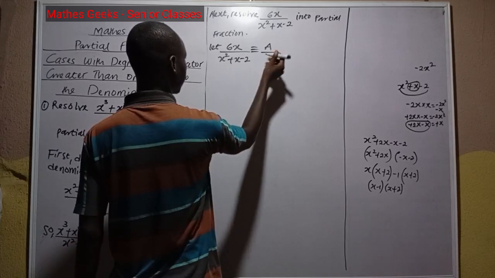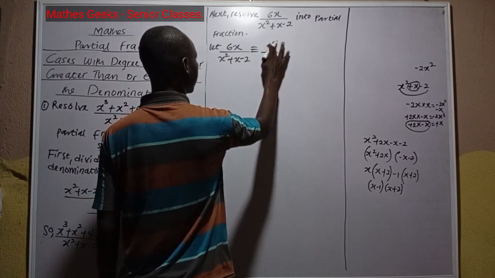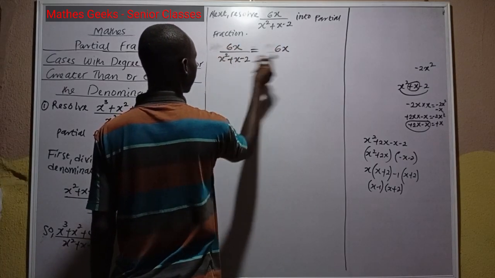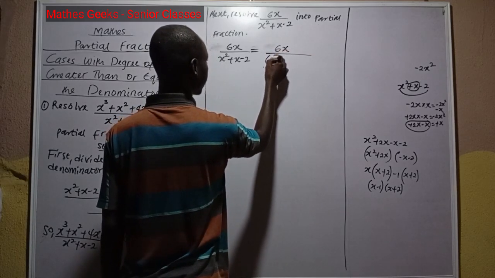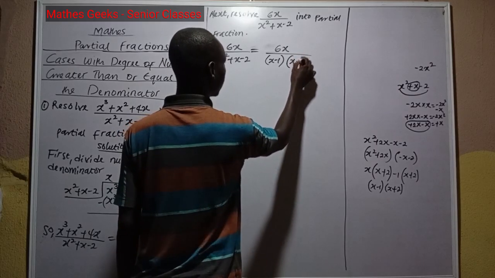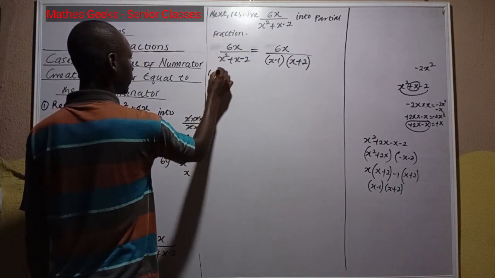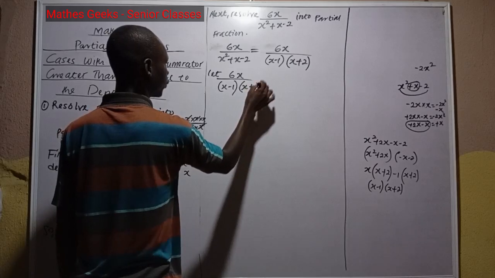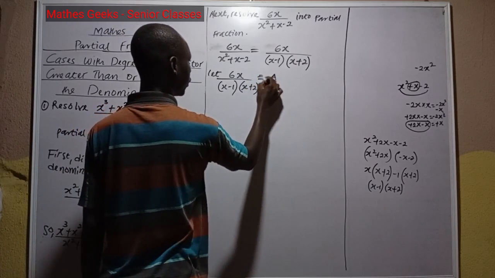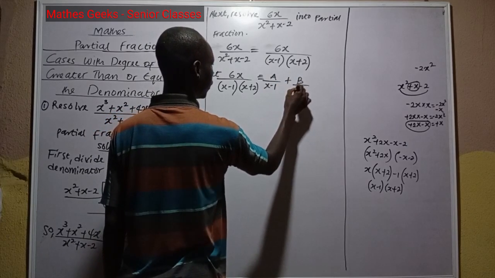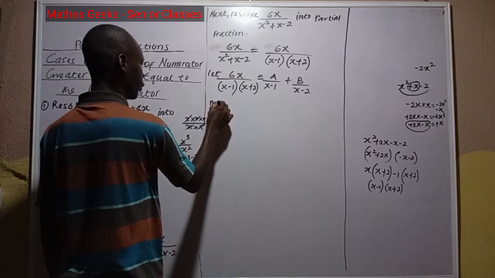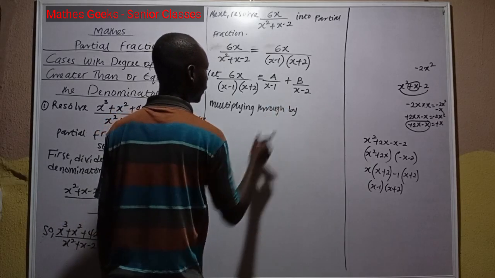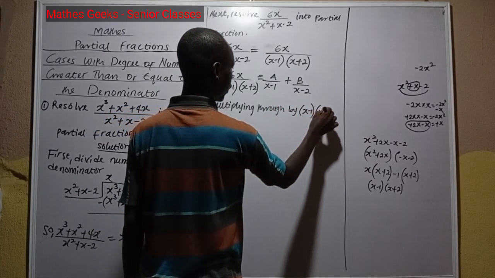6x over x squared plus x minus 6, before we put it in this form, you can say let it be, because it equals, so this is 6x is equal to x minus 1 and x plus 2. Okay, so let's say 6x over x minus 1 and x plus 2 is identical to A over x minus 1 plus B over x plus 2. So multiplying through by x minus 1, x plus 2.